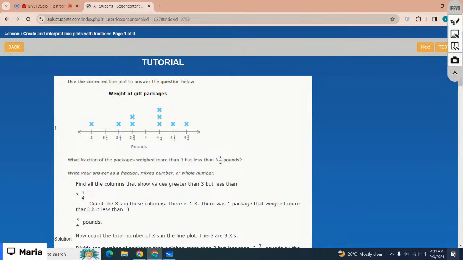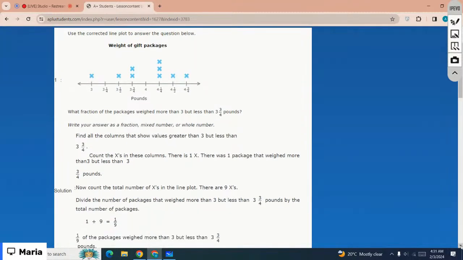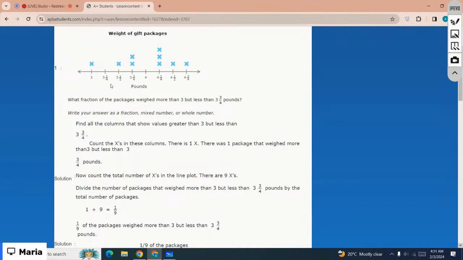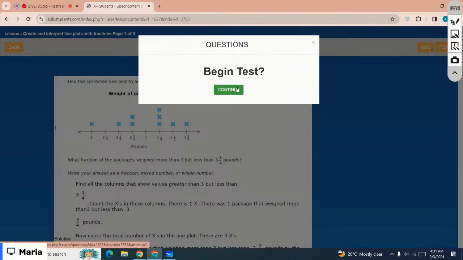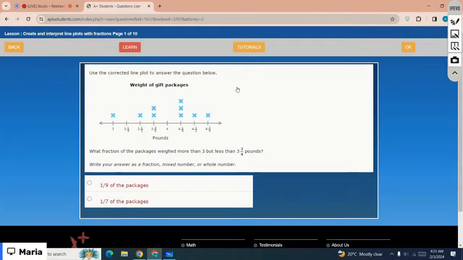Okay, what fraction of the packages, right? So the total ones are 1, 2, 3, 4, 5, 6, 7, 8, 9. You have to write down the answer in the fractional form, right? So you have only one here. You need to do 1 divided by 9. That is 1 by 9 of the packages. You have to answer in the fraction form also, right?